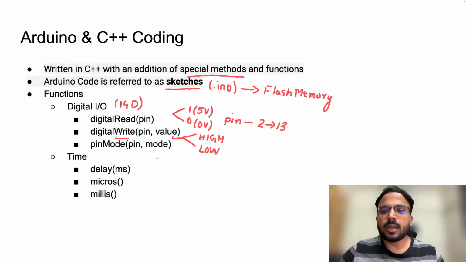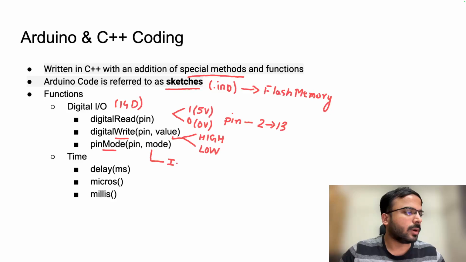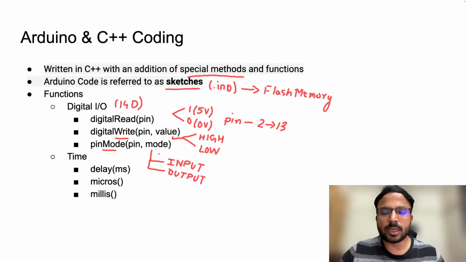Now, before writing or before reading, you need to set the digital ports as input or output, right? How do you do that? For that you have this pin mode function inbuilt, where you again give the pin number and you drive the mode. Mode can be obviously two. One is the input, right? Or it can be output. So these can be the two mode values of that particular digital port, right?